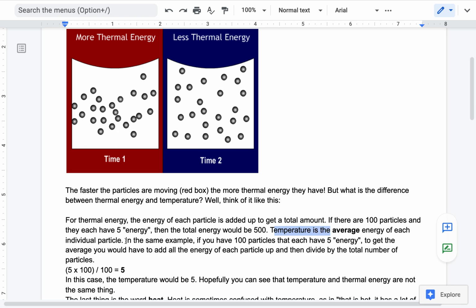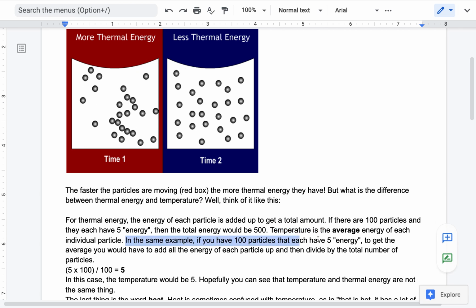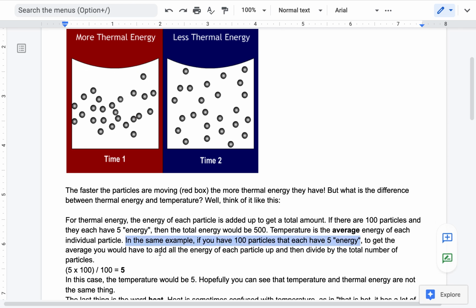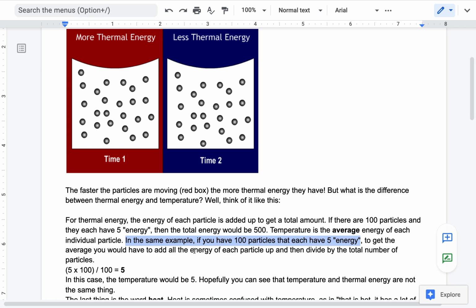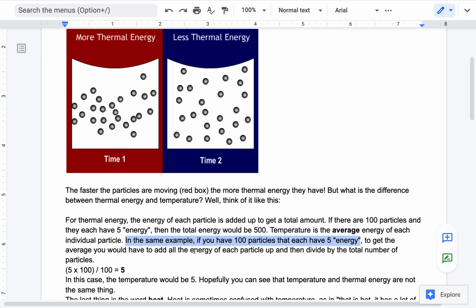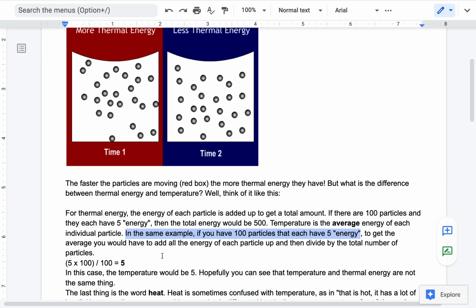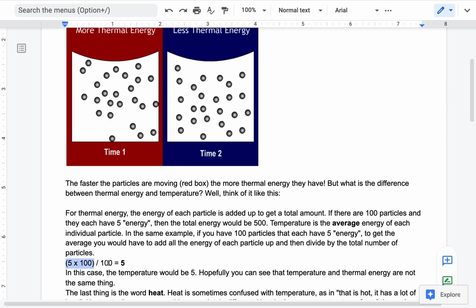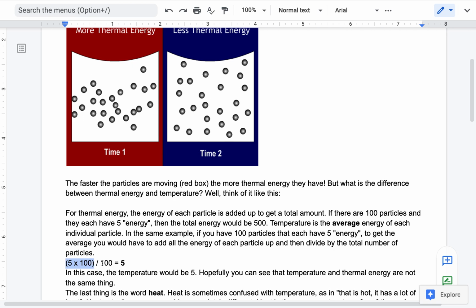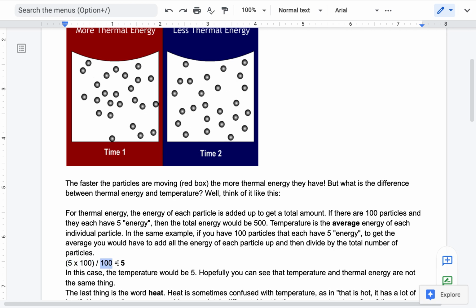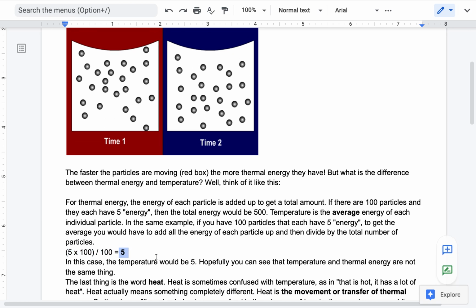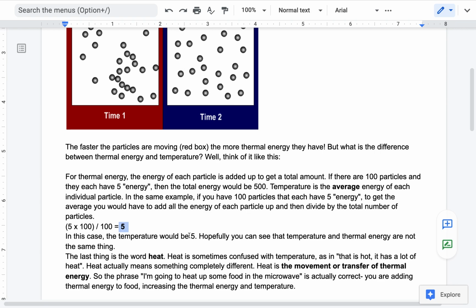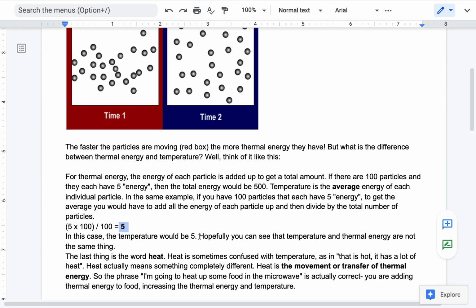So if we had the same example with 100 particles and each have 5 energy, to get the average, you would have to add all of the energy of each particle up, but then you would divide it by the total number of particles. So you take 5 times 100 to get the total energy of the whole object. But then you divide it by the number of particles, which is 100, and you'd end up with 5. So in this case, the temperature would be 5 and the thermal energy would be 500.